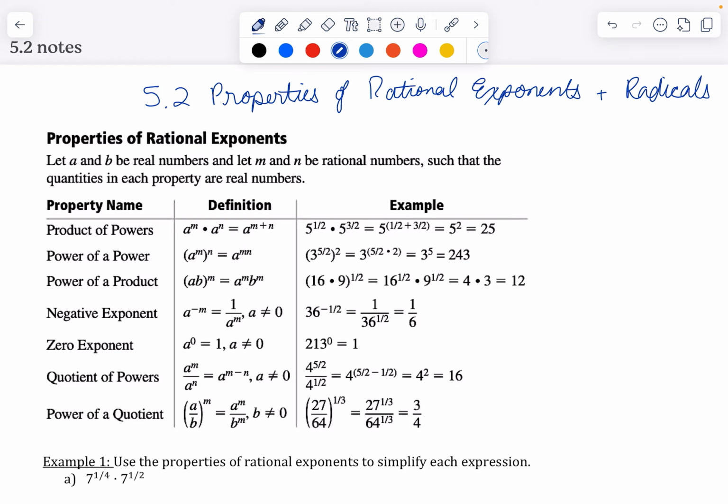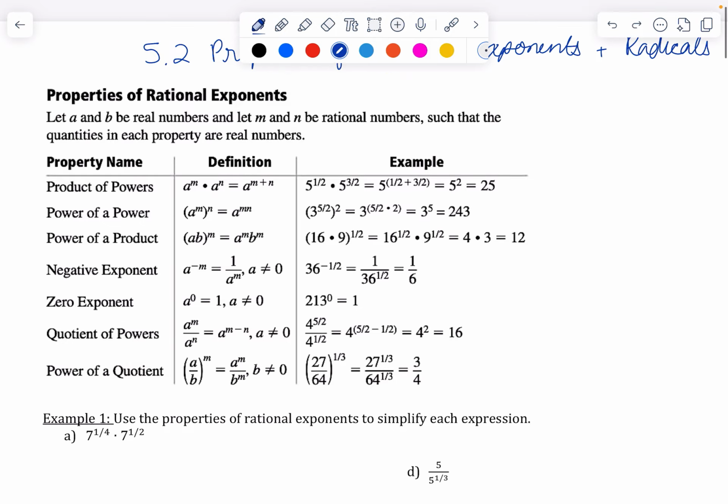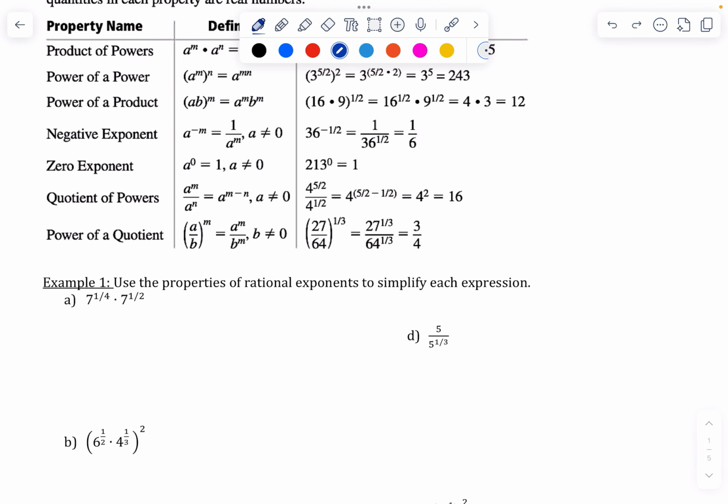Okay, so one of the reasons why we did all those lessons prior to entering into the textbook is because your book just kind of jumps right into it. Basically, these are all the properties that we studied previously with some examples showing you how they would work with numerical values as opposed to variables, but we've discussed all of this already, so we're just going to jump right into it. All right, so it says use the properties of rational exponents to simplify each expression.